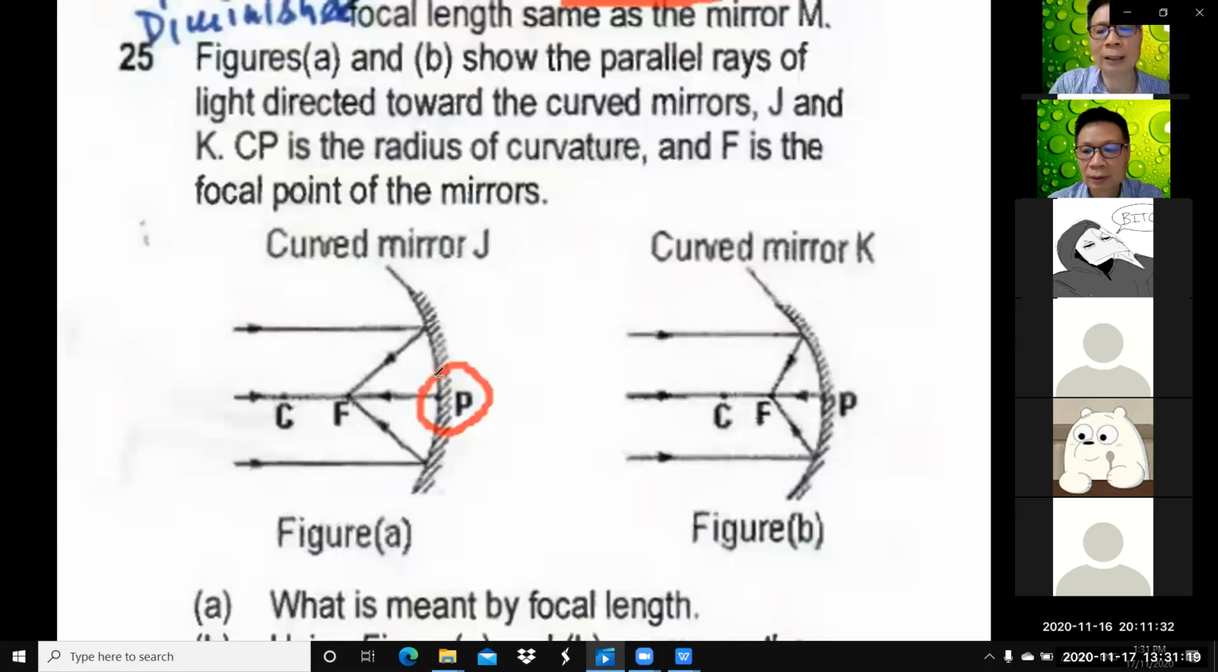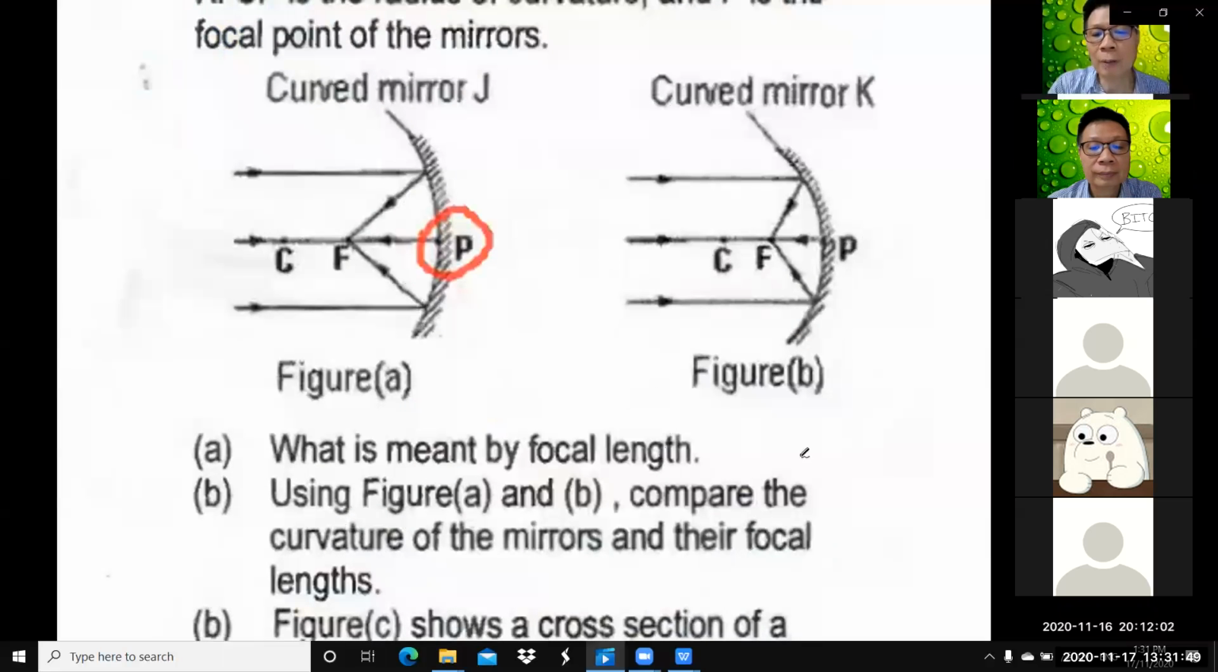P-O-L-E, pole, pole of the mirror. That's it, the focal length is the distance between the focal point and the pole of the mirror. Okay? Kylie, got it or not? Kylie, can you read out your answer? Focal length is the distance between the focal point and the pole of the mirror. Yes, very good. Okay, very clear, Kylie. Very good. Thank you. Okay, next.